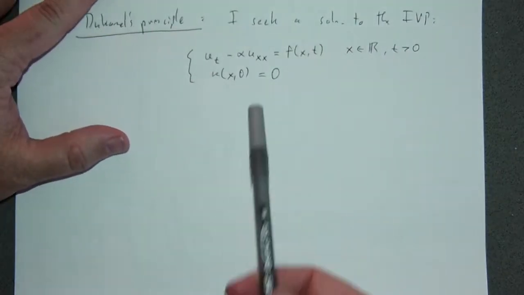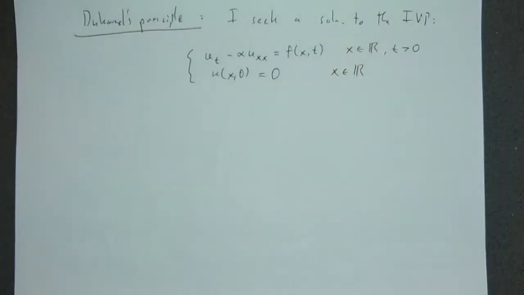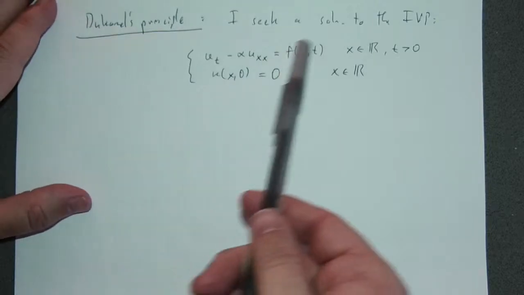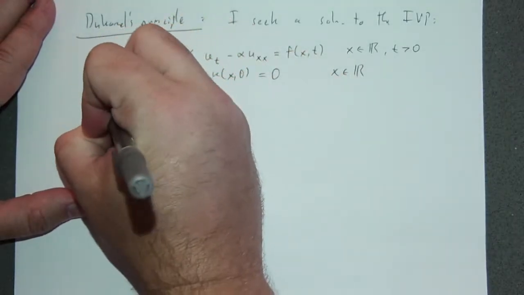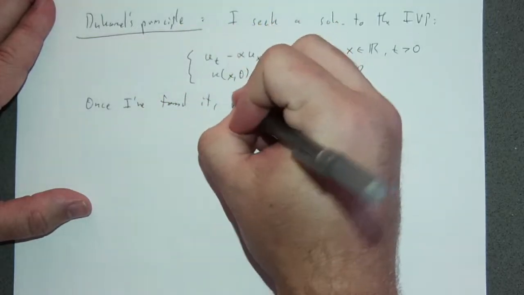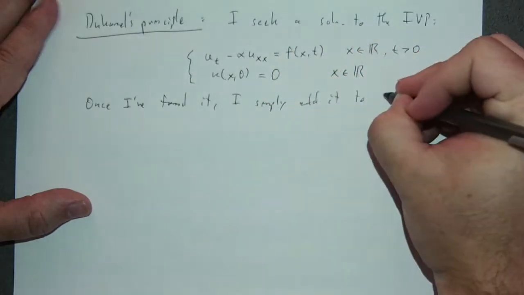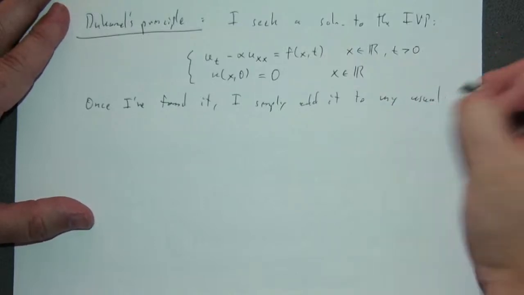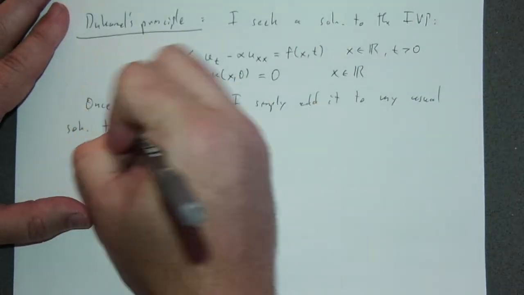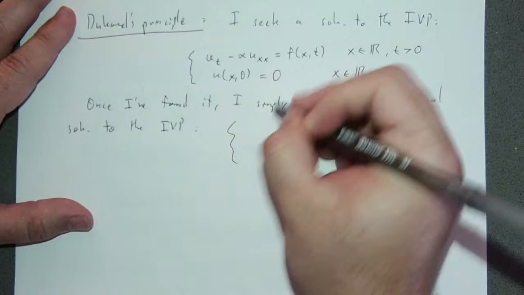So I've zeroed out my initial data. So I seek a solution to this IVP. And what I do now is, once I've found it, I simply add it to my usual solution to the IVP for the associated homogeneous problem, which is the normal heat equation, right?